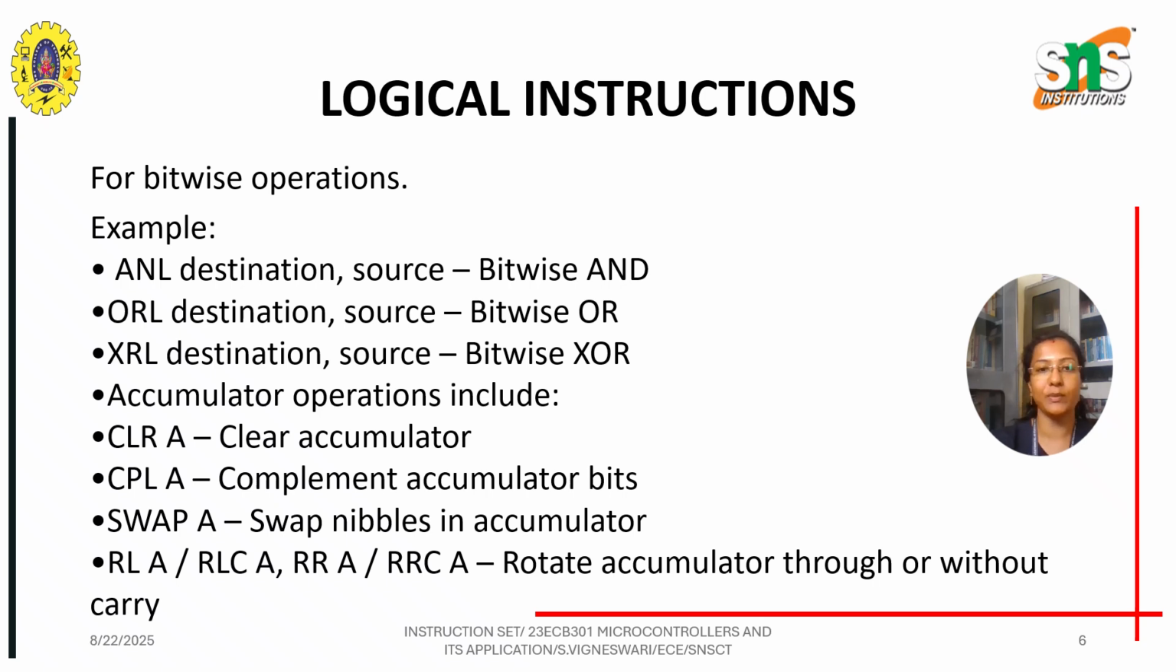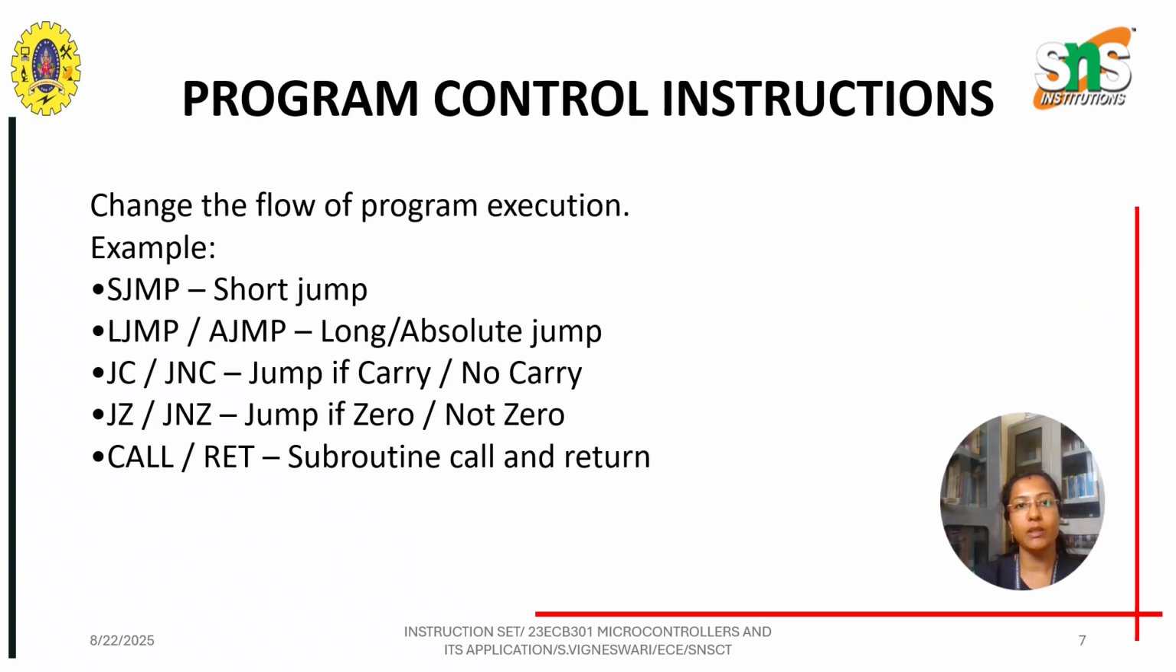Next comes the program control instruction, where we change the sequence of the program by means of a branch, a jump, or calling a subroutine. Jump instructions refer to short jump, long jump, and jump when there is a carry or no carry, and also calling and returning when we have a subroutine.